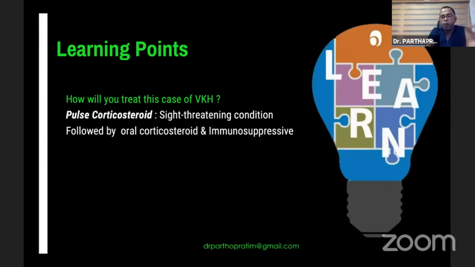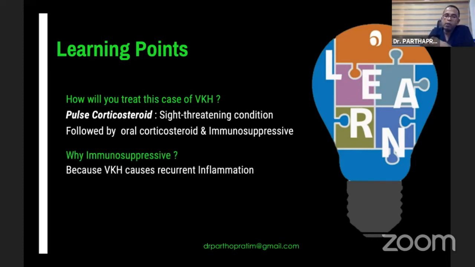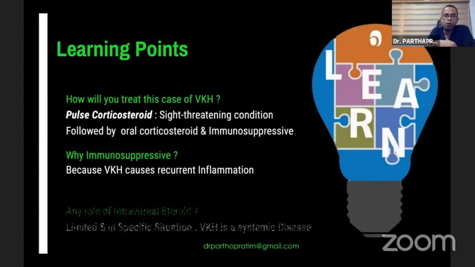Now, quickly, how to treat that particular case? You have a lot of forms of steroid. What steroid will you give here? You will give pulse corticosteroid because it is a sight-threatening condition, followed by oral corticosteroid and immunosuppressive. Now, why will you give immunosuppressive? Because VKH causes recurrent inflammation. To prevent that recurrence, you need to give immunosuppressive.